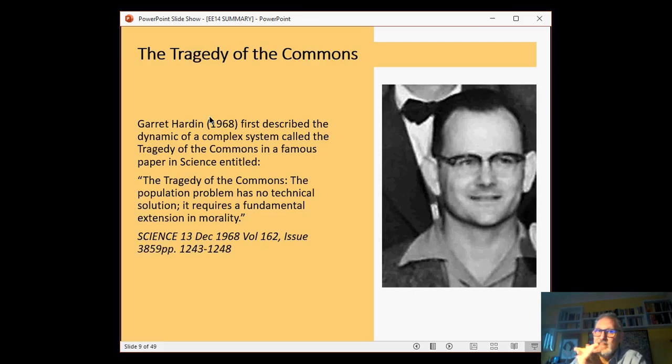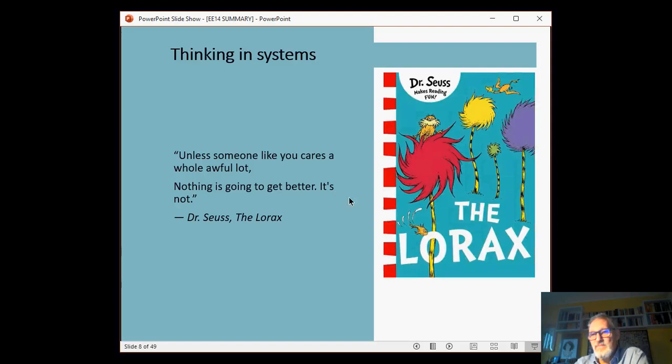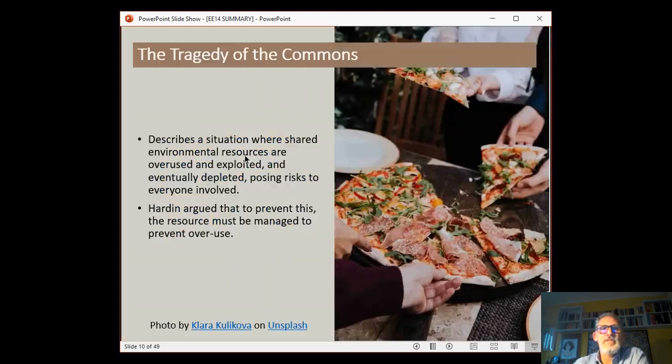It was well known back in the 70s and the 80s. And yet there is an insistence on making a quick buck, fast money now, and who cares about the future? And this is what Dr. Seuss was talking about in The Lorax. Okay, and just coming back to the personal involvement in this, it's this thing: unless someone like you cares a whole awful lot, nothing is going to get better. So in other words, this is a call to engagement.